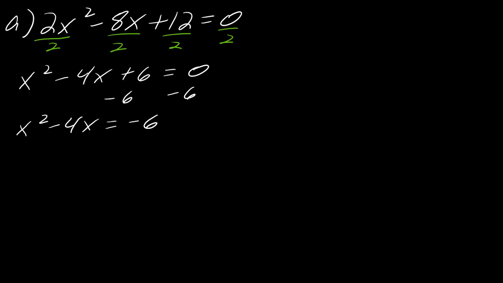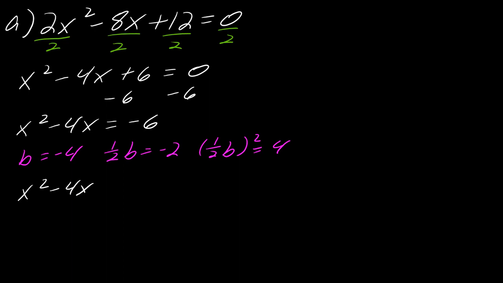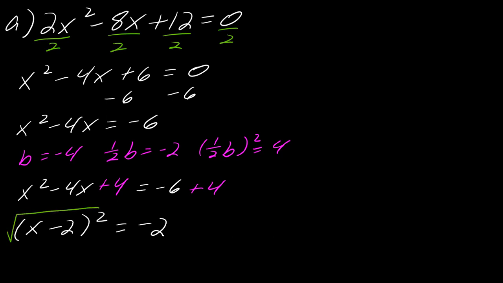So now I can go ahead and complete the square. My b is negative 4, my half b is negative 2, and my half b squared is positive 4. So now I can add that positive 4 to each side. And now I can factor. And now I can use the square root property.